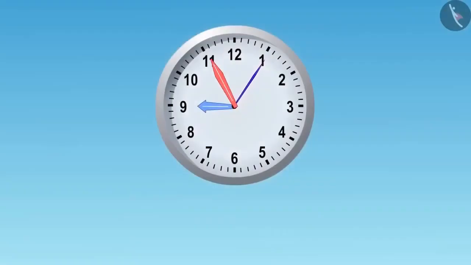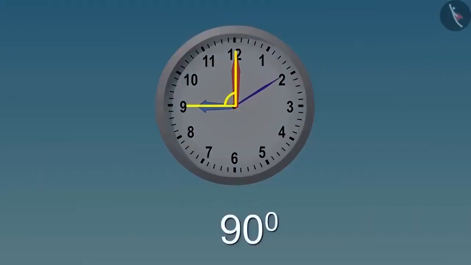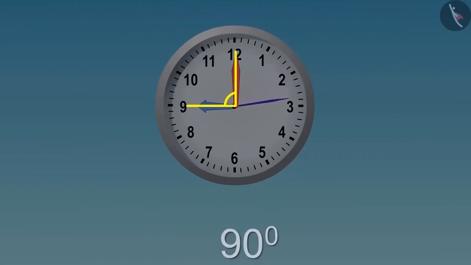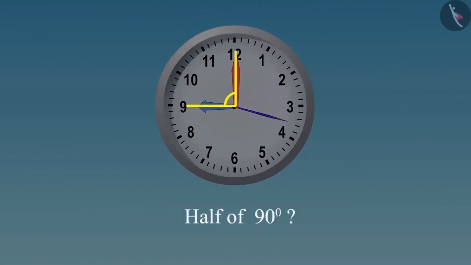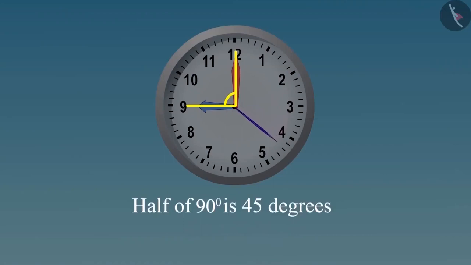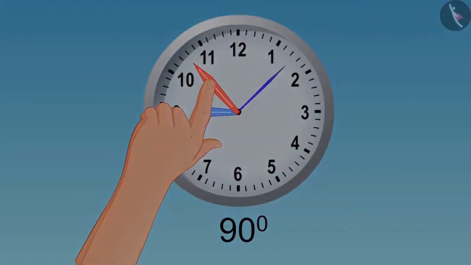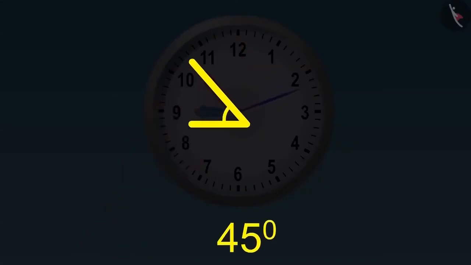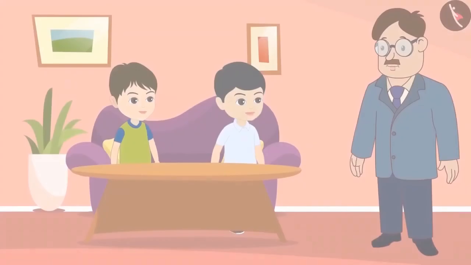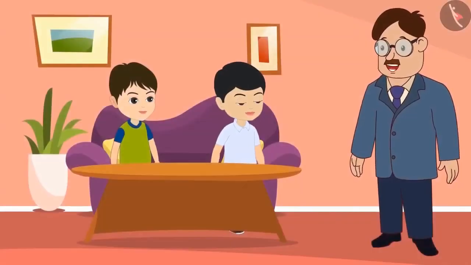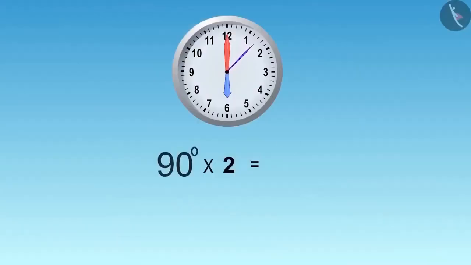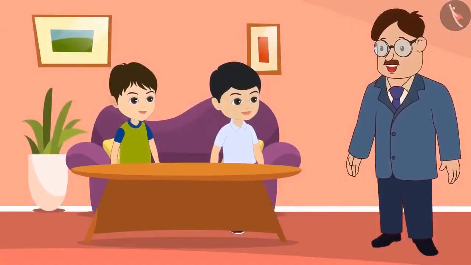Look here, children. The angle in the clock is now 90 degrees. Can you tell me what is the half of 90 degrees? Half of 90 degrees is 45 degrees. Yes, this is half of 90 degrees. That is 45 degrees angle. Okay, children, can you tell now what is the double of 90 degrees? Uncle, double of 90 is 180 degrees.